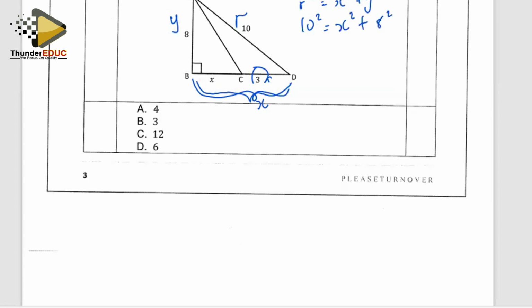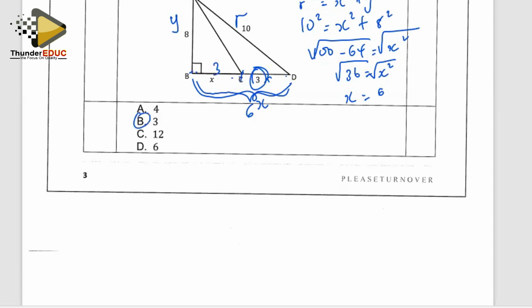So I need to subtract. That's going to be 100 minus 64 is equal to x squared. Then take square roots, which means 36 is x squared, and the square root gives the whole length here as 6. But this 6 has two sides, CD and BC. If this is already a 3, then this must also be a 3. So option B would make much more sense.